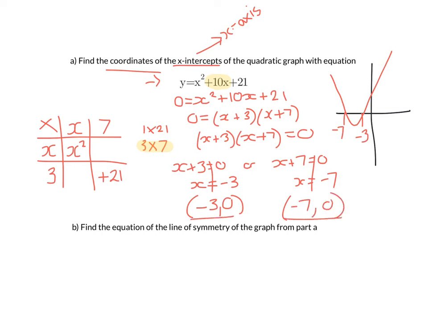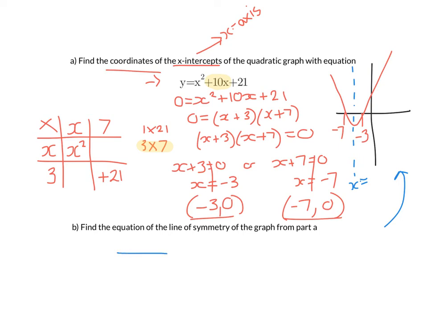Now part B says find the line of symmetry. So if I go back and look at this up here, the line of symmetry is going to be smack in the middle. And it's crossing the x-axis, so at what point is x equal to what? And we know that it's going to be smack bang in the middle of minus 7 and minus 3 because there's symmetry there. So what number is in the middle of minus 7 and minus 3?